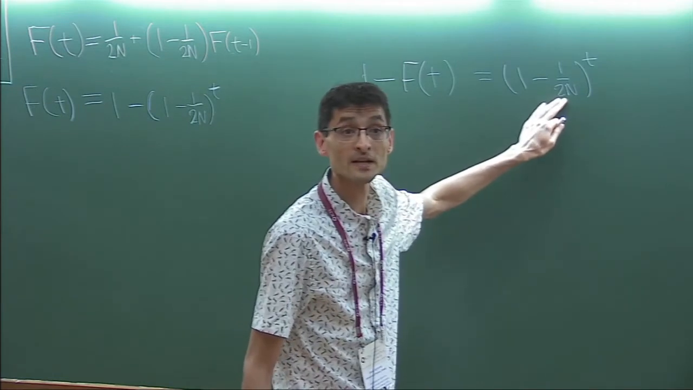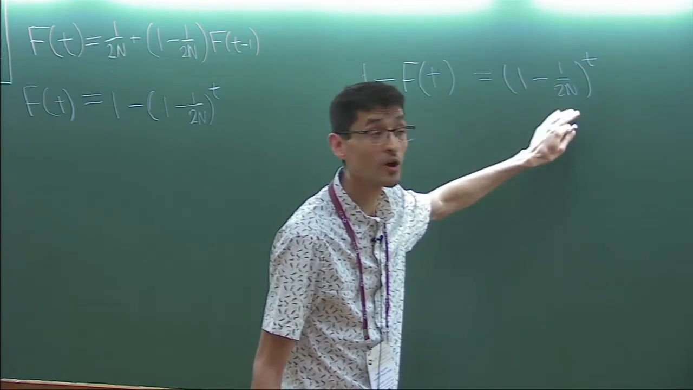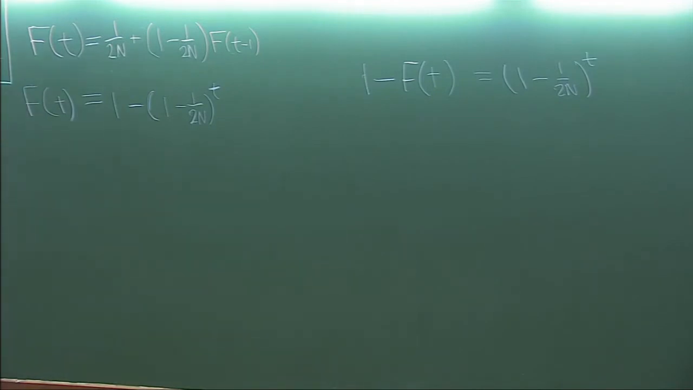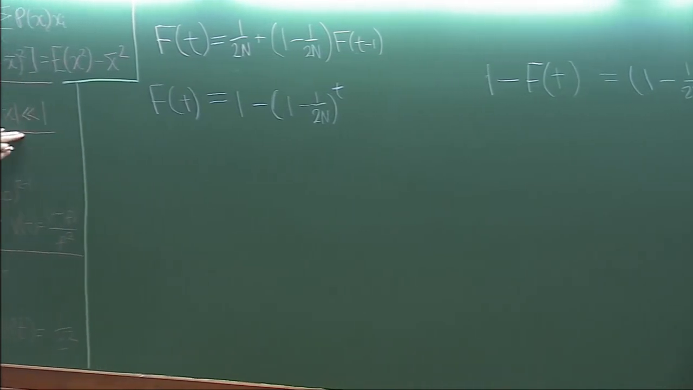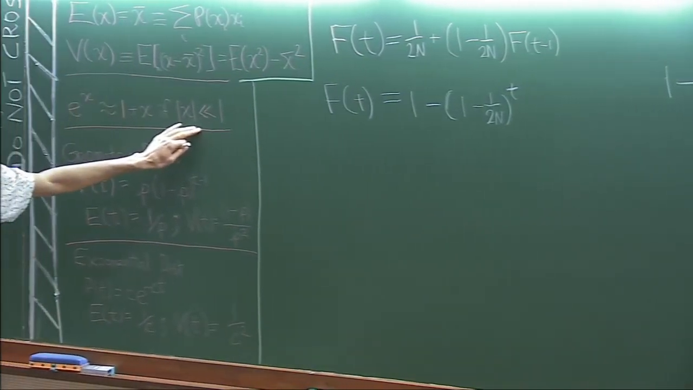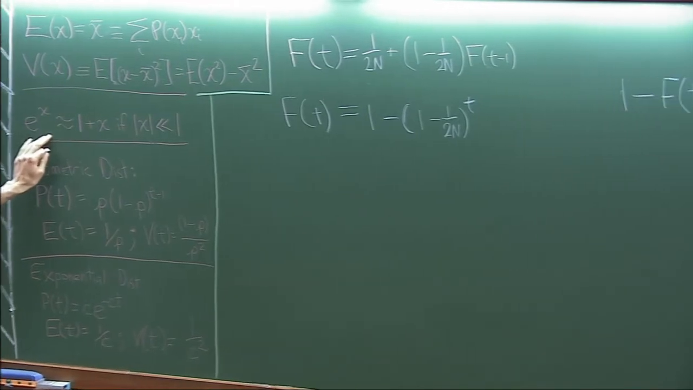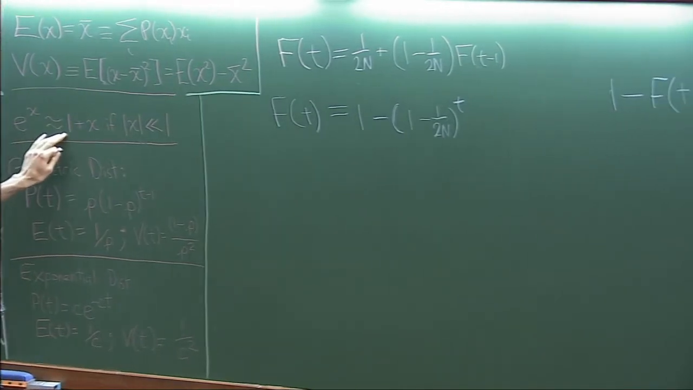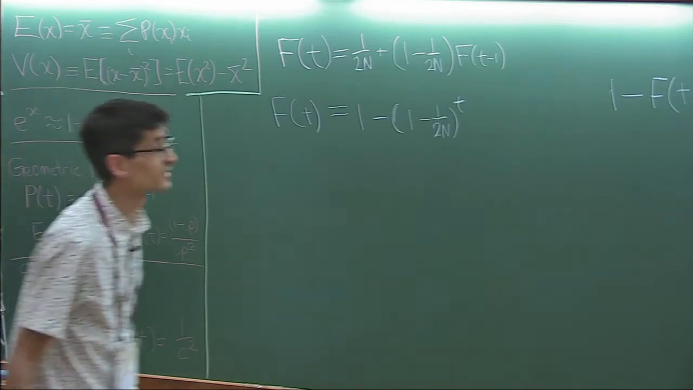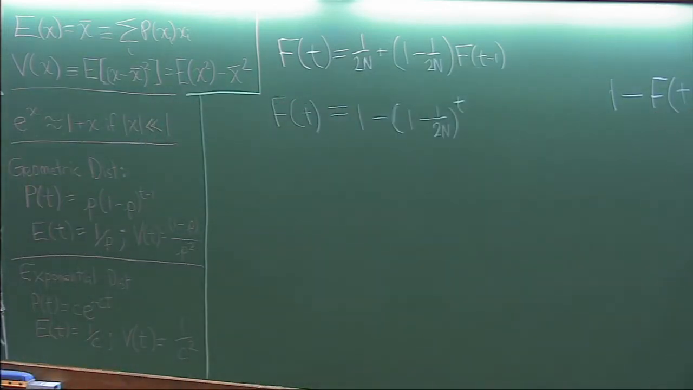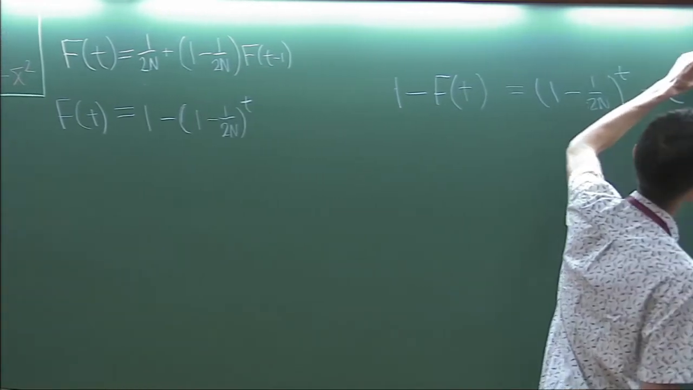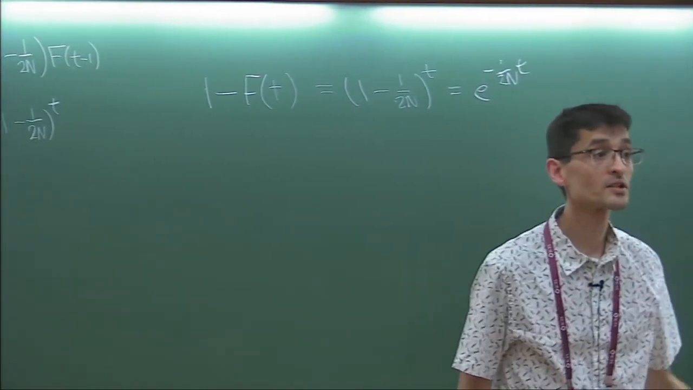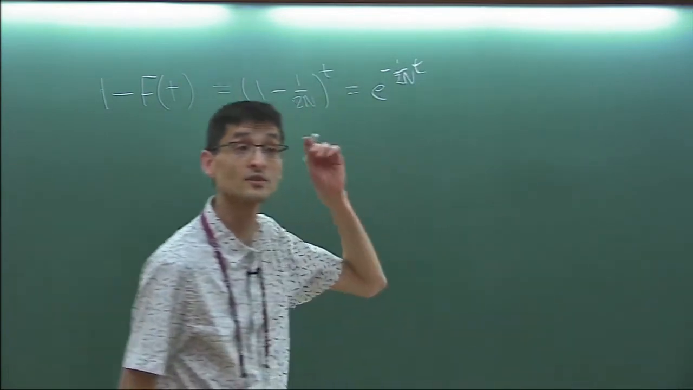If 1 over 2n is small, so this is 1 minus something small, we can use this relationship that 1 plus x, if x is in absolute value small, is approximately e to the x. So this is the first order Taylor series approximation. So we'll just say that this is e to the minus 1 over 2n to the t. Okay, so that's our constant population size case for two alleles to not be identical.